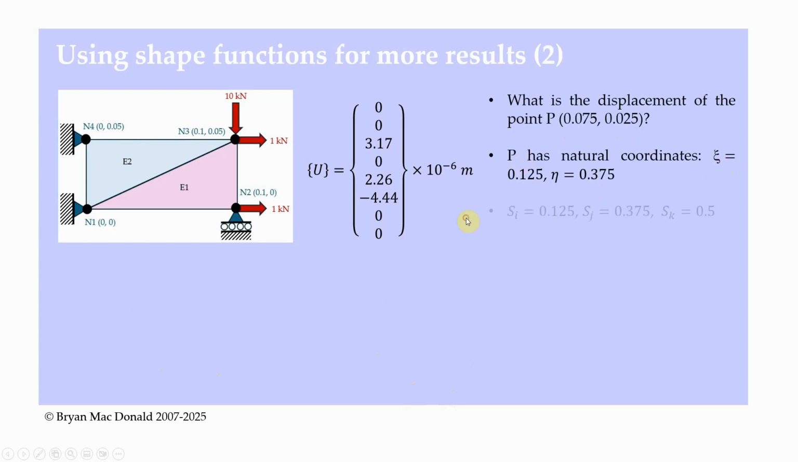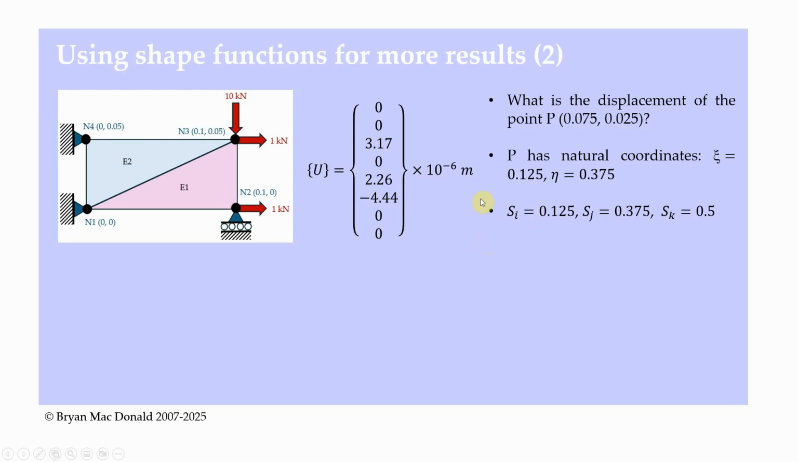So now that we know that the point P has the natural coordinates eta and neta as follows, what we can do is construct the shape functions. So remember, Si is just eta, Sj is neta, and Sk is 1 minus eta minus neta. So there are our three shape functions at the point P. So we've worked out the shape functions at the point P.